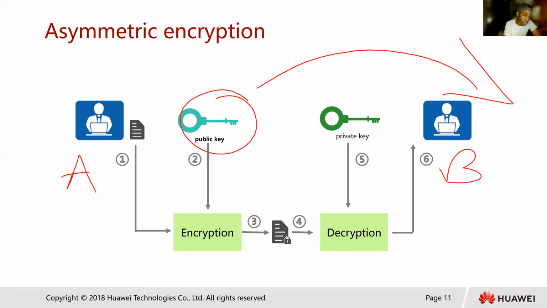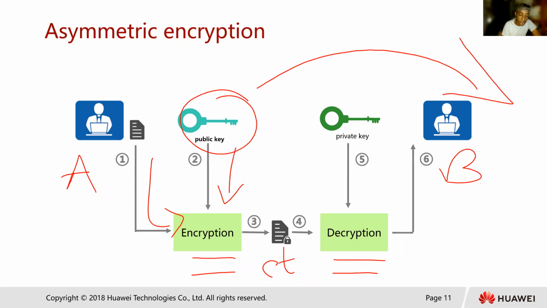User A will use user B's public key to encrypt the data that they want to send. The input will be the public key for user B as well as the plain text. The encryption process takes place, and then you get your ciphertext. It is transmitted as ciphertext over the network. Once it gets to the receiver, the decryption process is a bit different from symmetric encryption.